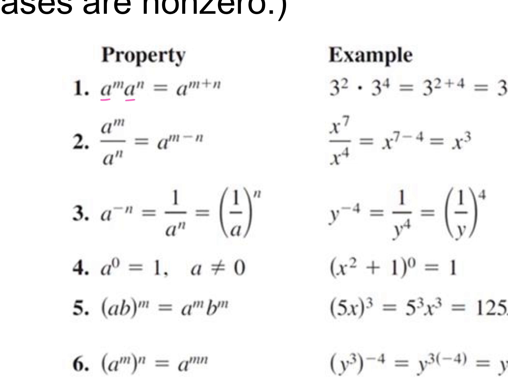So in the example, it says 3 to the second power times 3 to the fourth power. We can add the exponents, so it would be 3 to the sixth power, because 2 plus 4 would be 6. So when you're multiplying, you add the exponents. If we're dividing, we subtract the exponents. So a to the power of m over a to the power of n would be a to the power of m minus n. We subtract.